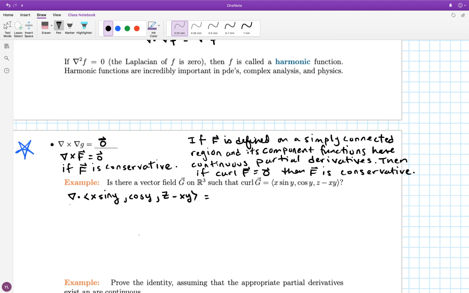Okay, remember what this is. The nabla operator is a vector that has each of the partial derivatives in it. So when I dot it with this expression, I'm taking the derivative with respect to x here, y here, and z here. Let's see what I get. Oh, this is 1, right? Which is not equal to 0. So I've just concluded that there is no such G.